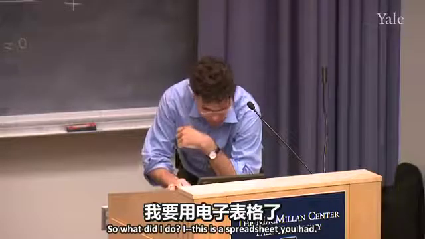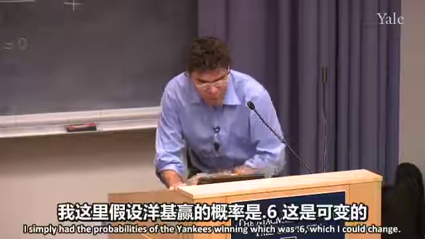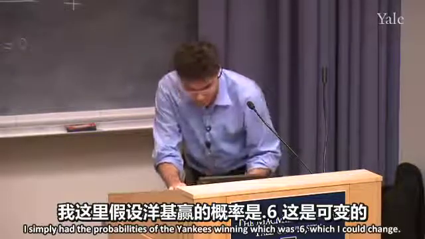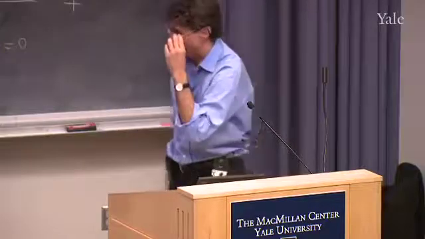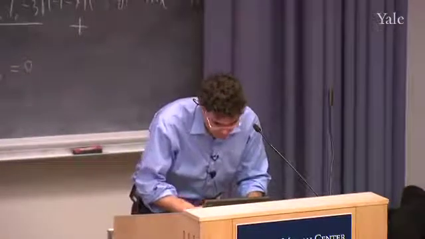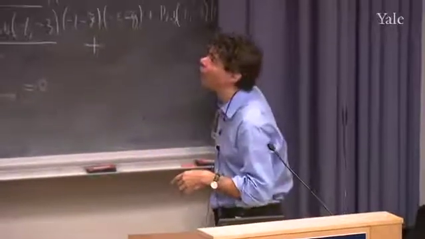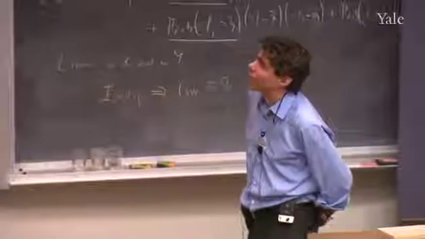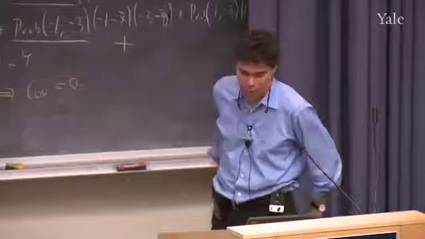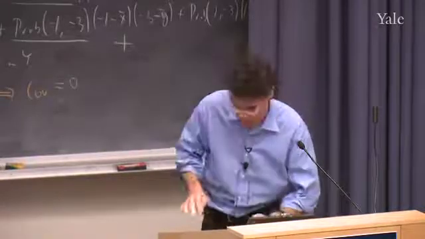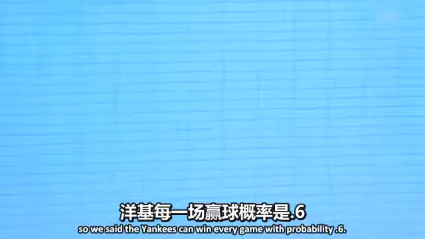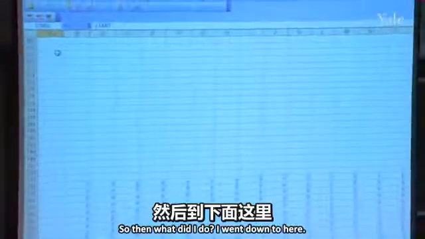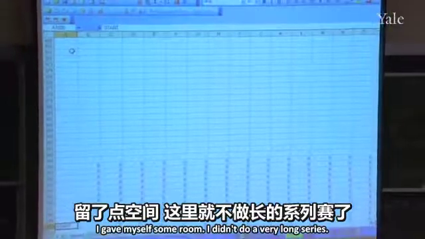Okay, so what did I do? This is a spreadsheet. I simply had the probability of the Yankees winning, which was 0.6, which I could change. This is the simplest thing to do, but now suppose that, okay, we said the Yankees can win every game with probability 0.6. So then what did I do? I went down to here. I gave myself some room. I didn't do a very long series.